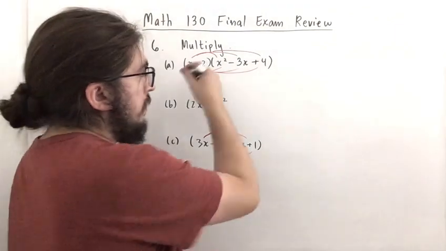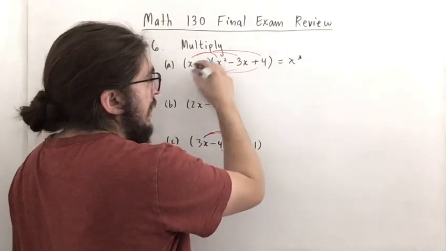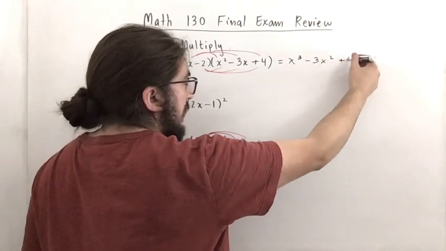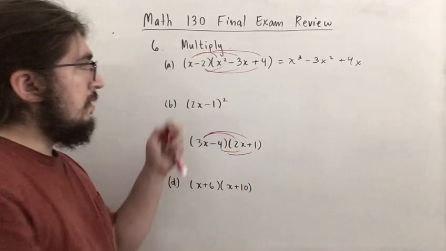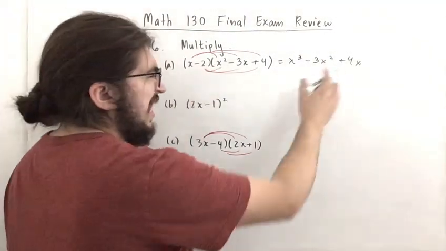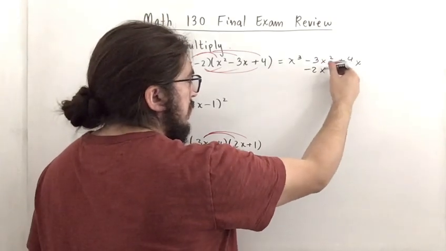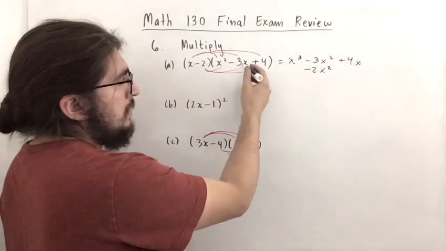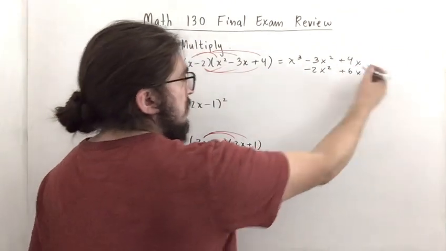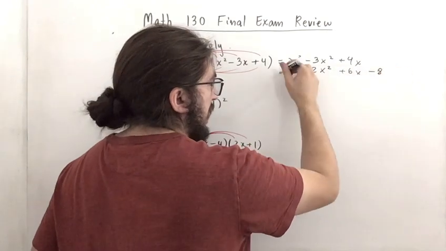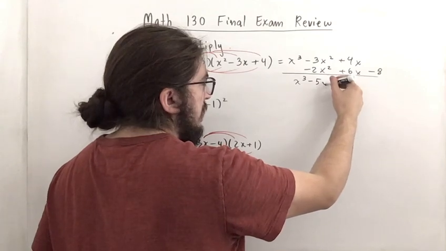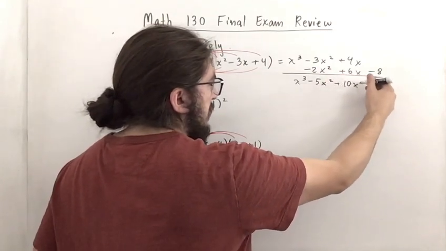So x times x squared, that's going to be x to the 3rd power. X times negative 3x is going to be negative 3x squared. X times 4 is going to be 4x. Okay, we're done distributing x. Now let's distribute this negative 2. Notice negative 2 times x squared is going to be negative 2x squared, so I can actually write that below here to combine like terms. Negative 2 times negative 3x is positive 6x, and then negative 2 times positive 4 is negative 8 finally. Adding straight down, we get x cubed, negative 5x squared, positive 10x, and then minus 8.